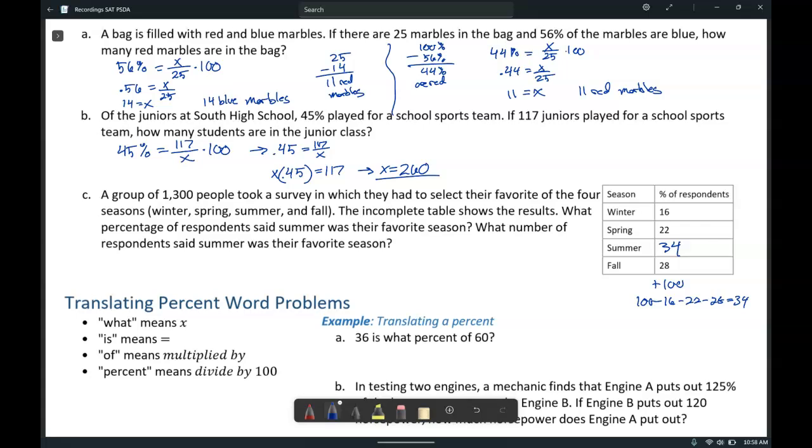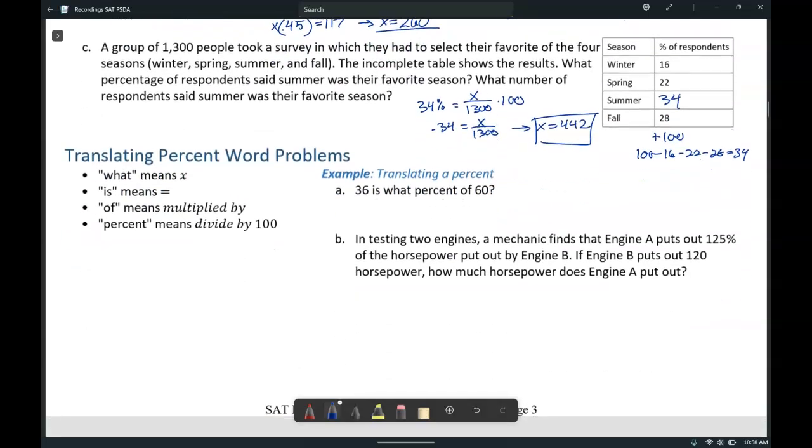And so we'll set up the problem just like we did before. 34%. We know that they surveyed 1,300, so that's our whole. And we go through and solve for x. 442 people said that summer was their favorite.